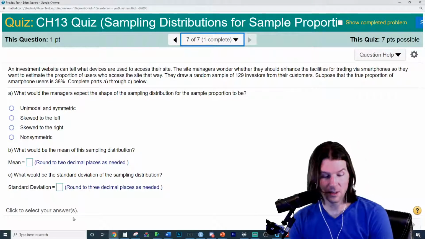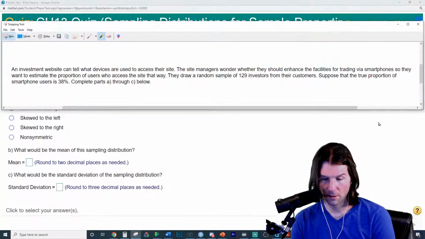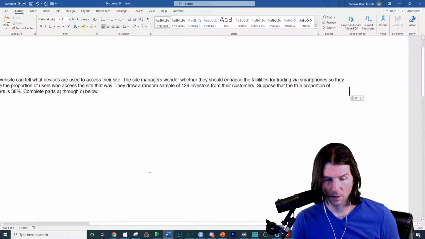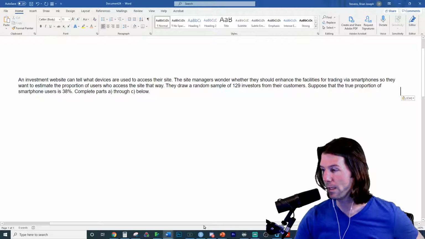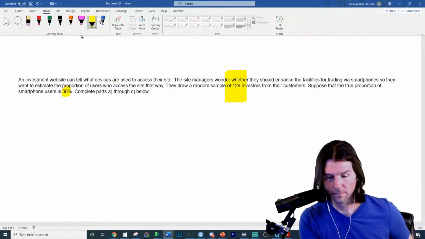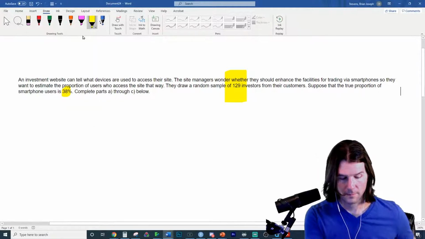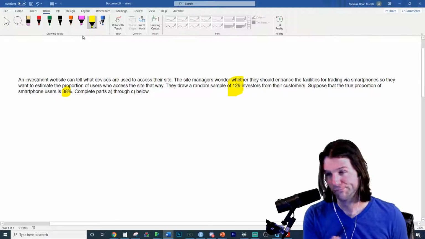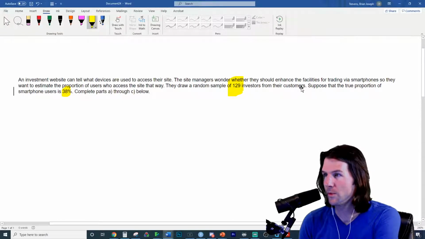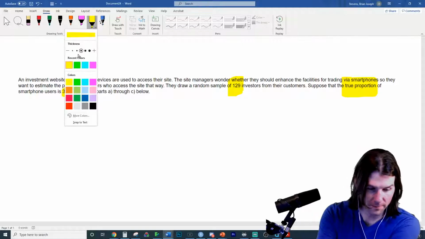Okay, so what have they just given us? What have they just given us? This is very important, and we need to know. What have they just given us right here? So two numbers, suppose the true proportion, and that's so key right here. That is majorly important.